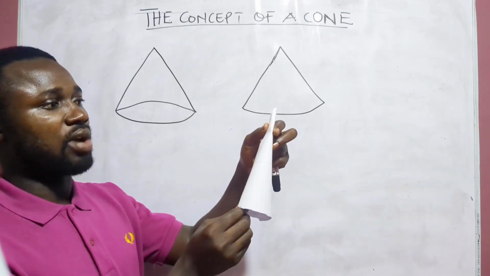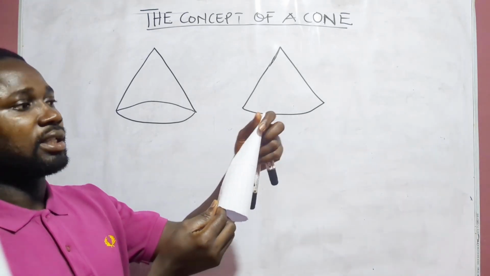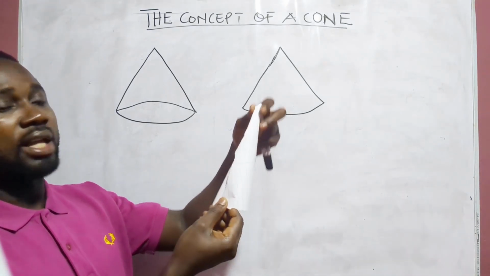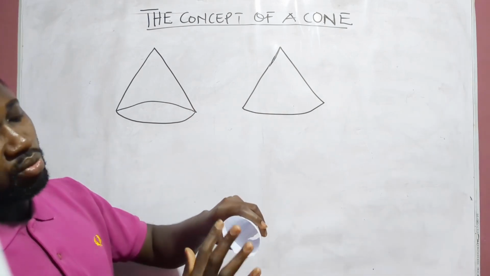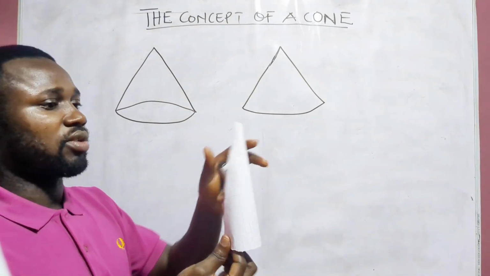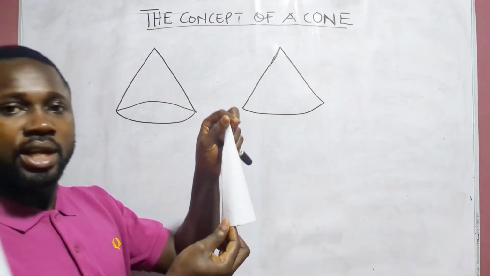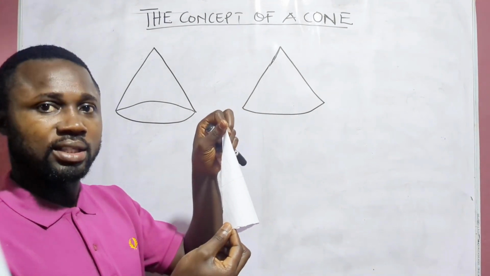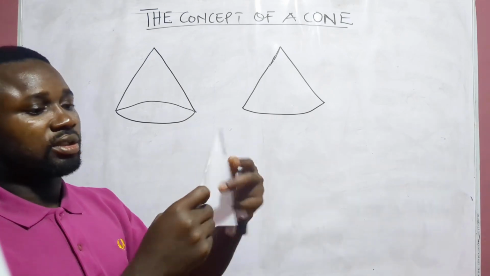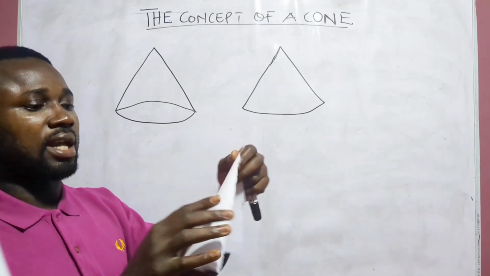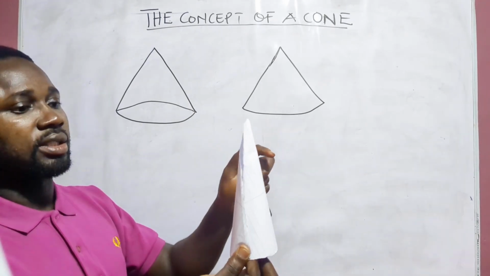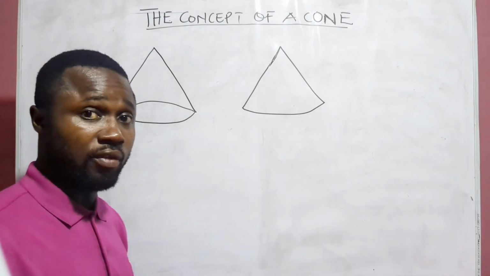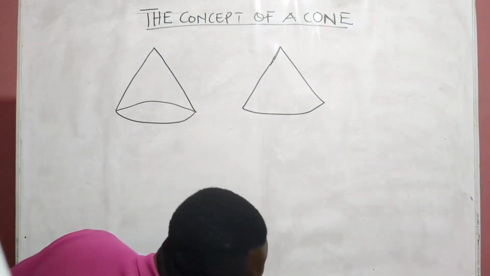As we fold the sector, we get a cone. You see that it has a common vertex here, and then it has a circular base. As the sector is being folded, we get what we call a cone. I believe that you understand the illustration. So this is what a sector is, and we fold it and we get a cone.